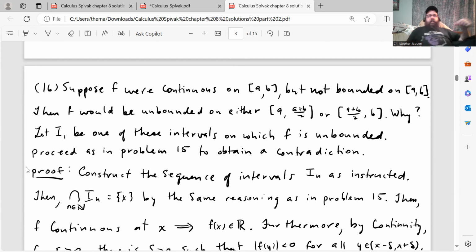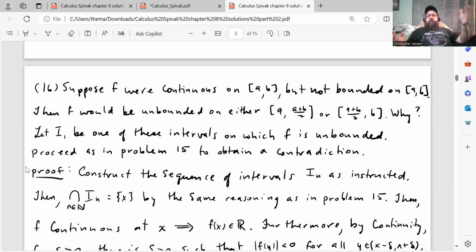Question 16 is the proof of theorem 2, but theorem 1 and theorem 2 that I'm referring to are the theorems from chapter 7, by the way. So here's question 16. Suppose f were continuous on the closed interval from a to b, but not bounded on the closed interval from a to b, then f would be unbounded on either the closed interval from a to a plus b over 2, or the closed interval from a plus b over 2 to b.